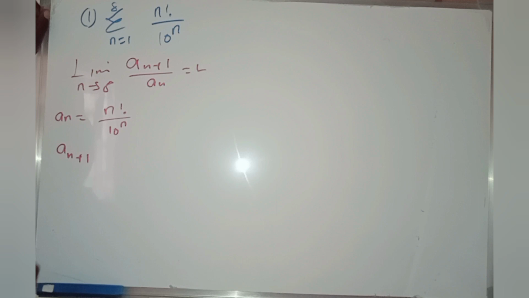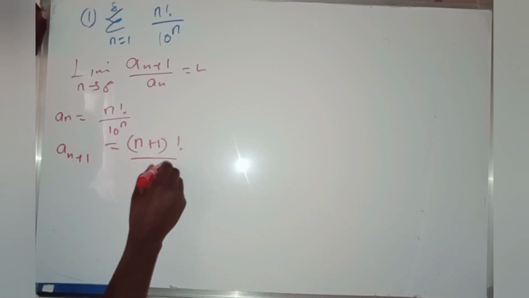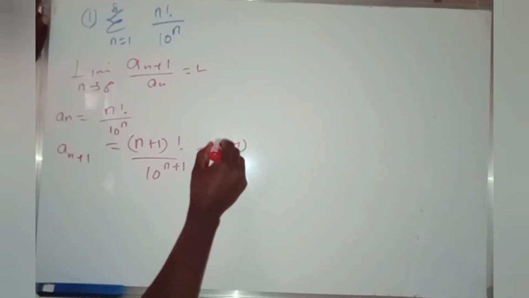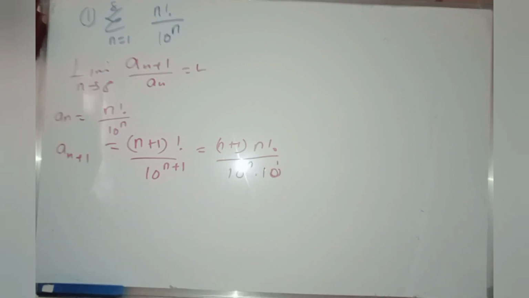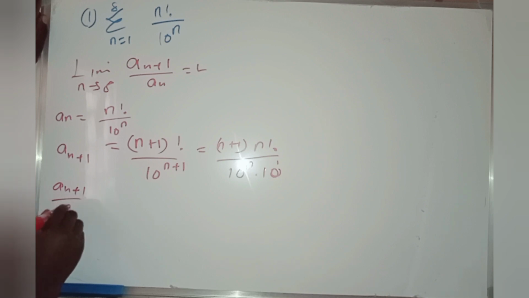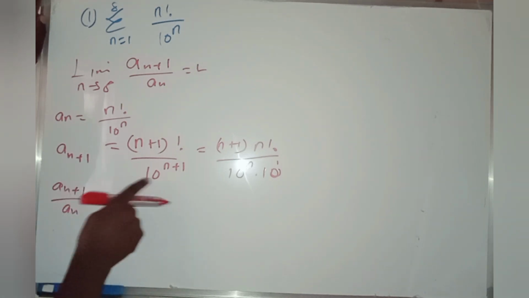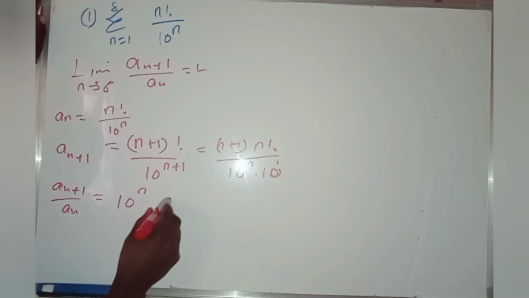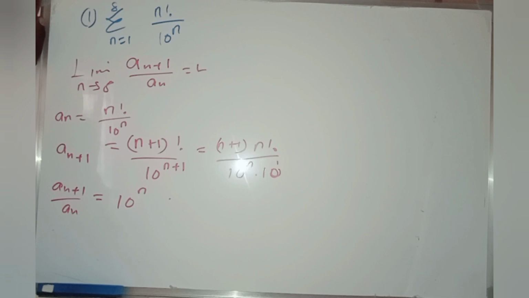So an plus 1 will be, you add 1 where you have n, n plus 1 factorial divided by 10 to the power n plus 1. This is equivalent to n plus 1 times n factorial divided by 10 to the power n times 10. So an plus 1 divided by an is given by this, divided by an. Are we together?